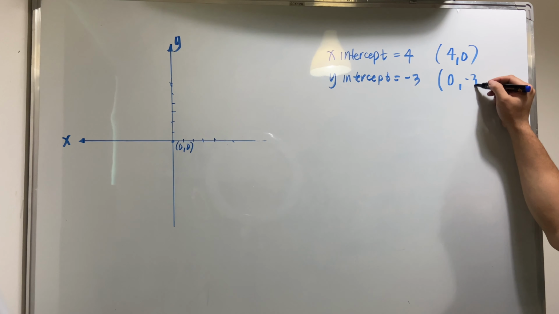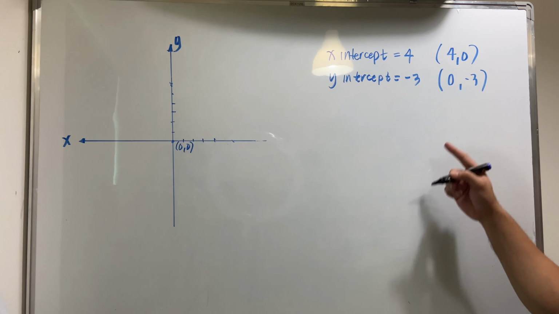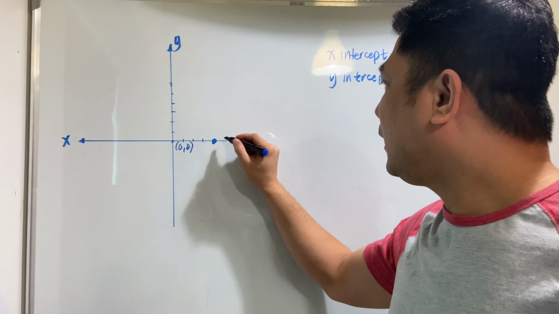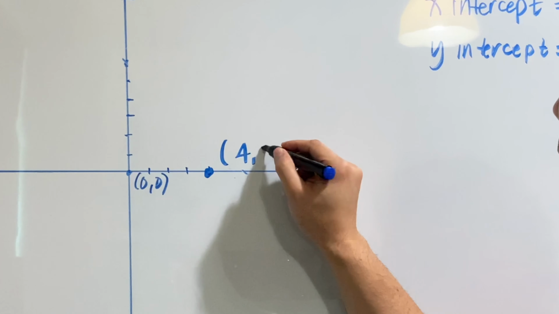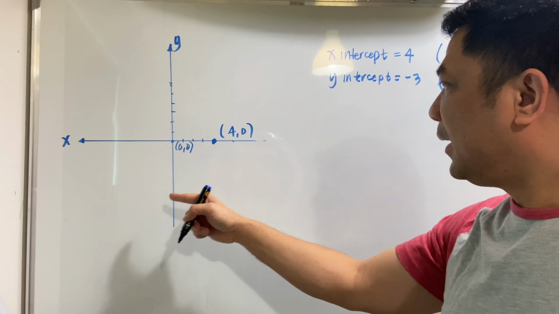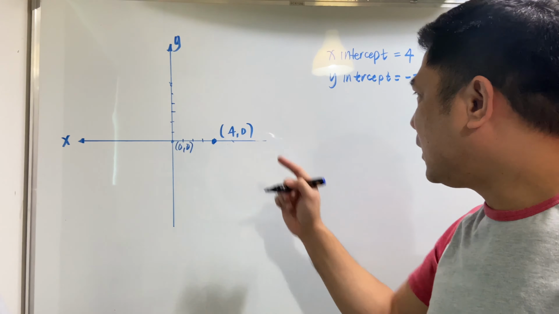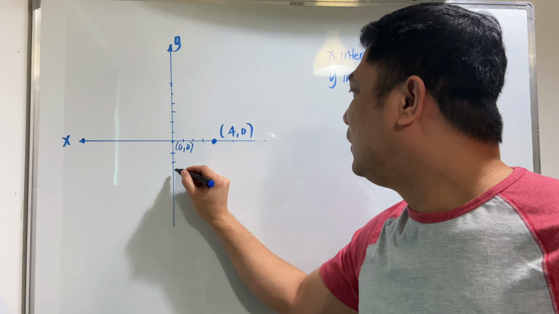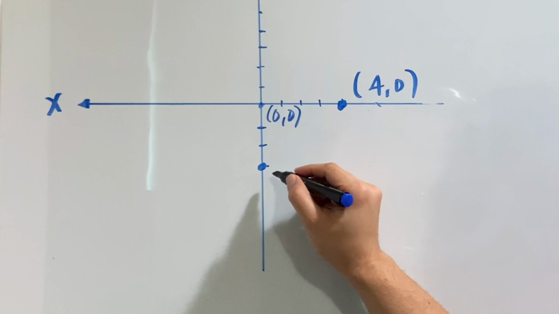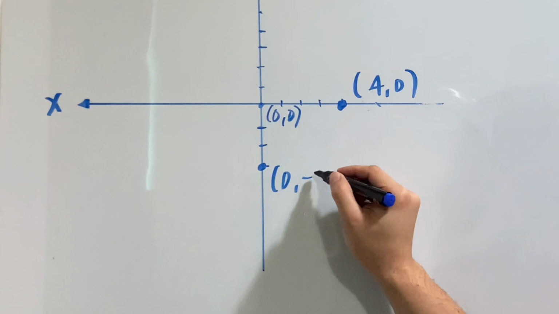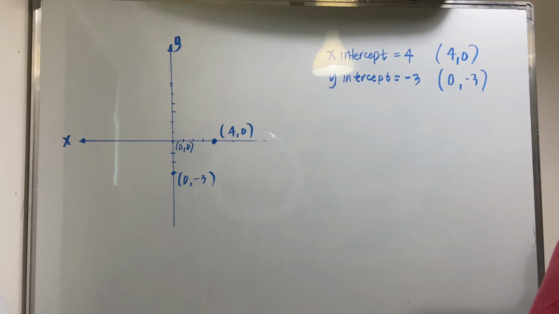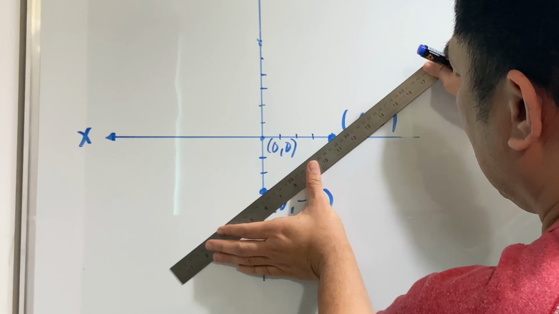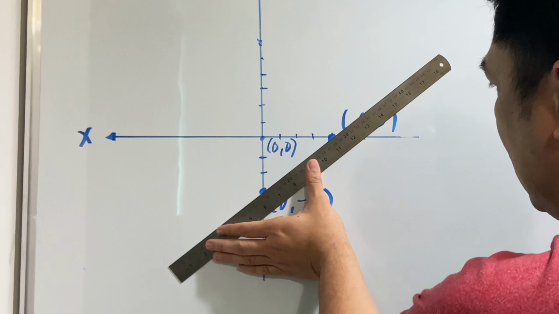0 and negative 3. So if you try to point that one, so the first point is 1, 2, 3, 4. So this is our first point, which is equal to 4, 0. So it intercepts, that means it passes the x-axis at 4, 0. And then your y is negative 3. So that is 1, 2, 3. So this is 0, negative 3. So if you try to grab those points, so let's try to grab them.